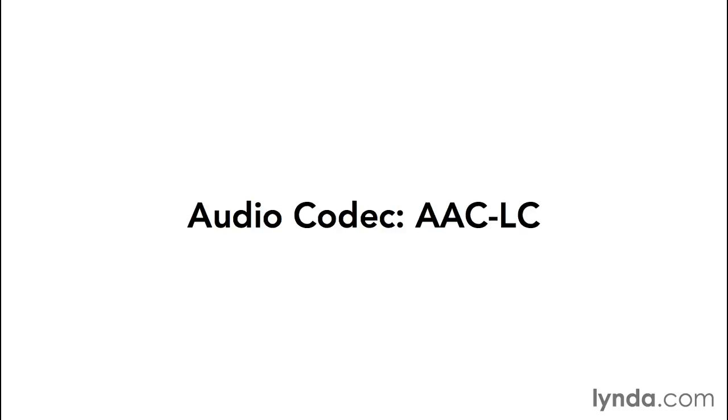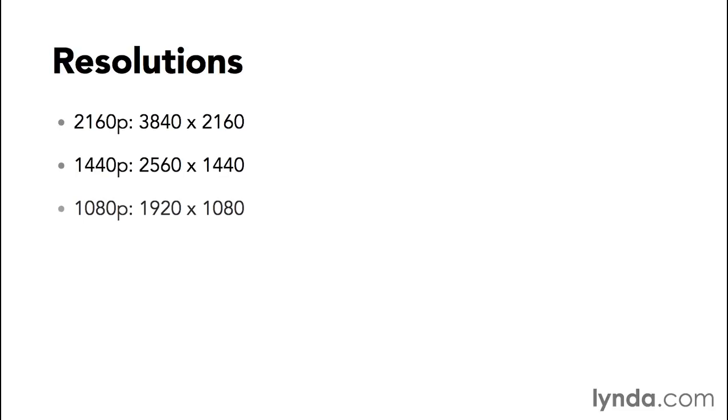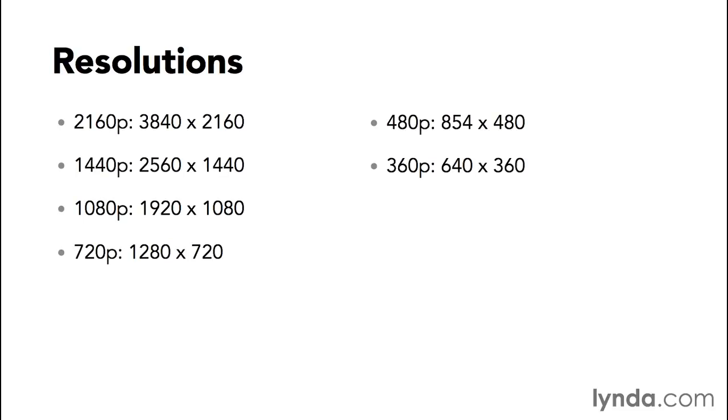The recommended audio codec is AAC-LC. YouTube's recommended video codec is H.264. And YouTube has a number of recommended resolutions as well. So the resolution of your video is really the quality of your video that you upload to YouTube. I wouldn't recommend uploading anything below 720p. 720p is considered an HD video, as well as 1080p and above.